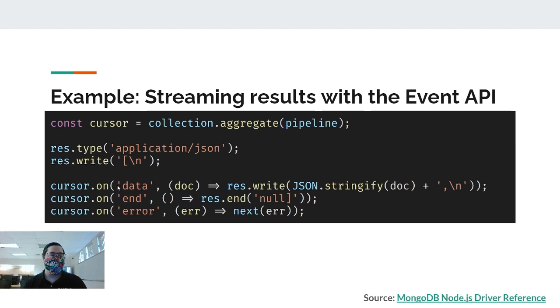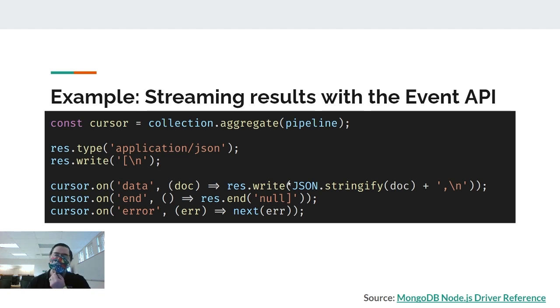Okay, so we're going to write that, and then we're going to start hooking up some event handlers. So the data event fires every time a new document is received. So every time there's a new document that comes out of this pipeline in this case, or if the cursor was from a find, that would be every document that comes out, we're going to call this callback. Okay, so this callback says take the document that you just read and let's write it out. So I'm going to say res.write, similar to what I did here.